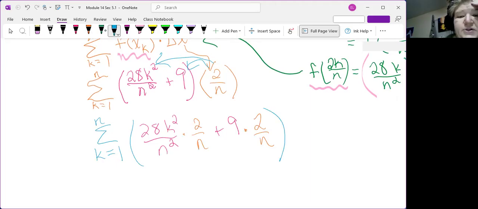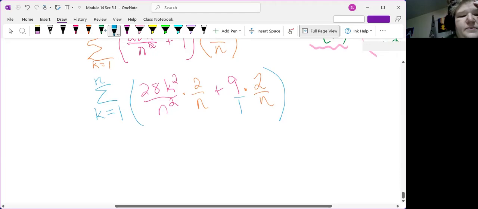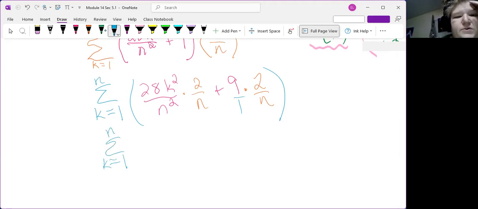Now again, if it helps you here to write 9 over 1, so that way you don't accidentally try to distribute a 9 across division. We don't distribute across division. All right, multiply the tops, multiply the bottoms. So 2 times 28 is 56. So I have 56k squared over n cubed plus 18 over n.